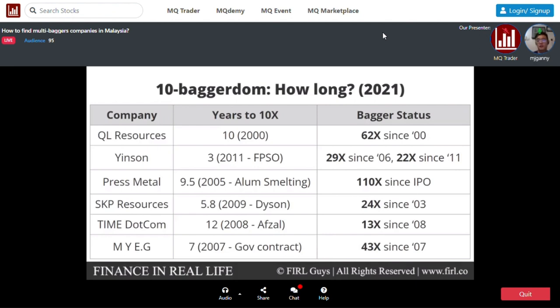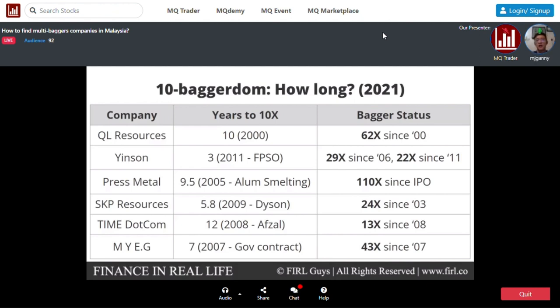Yinsen actually took 3 years. Press Metal, 9.5. SKP, almost 6 years. Time.com, 12 years. And MyEG, 7 years. Now, all of this is up to 2021 only. I have not updated for 2022 and 2023. And the second thing is that all of this, I believe, excludes dividends. So if you add dividends, it's going to be a lot better.